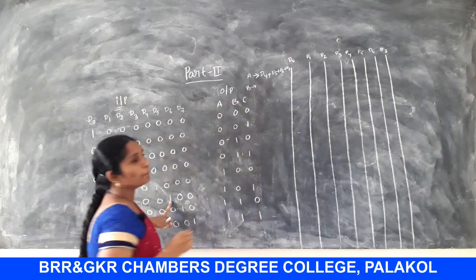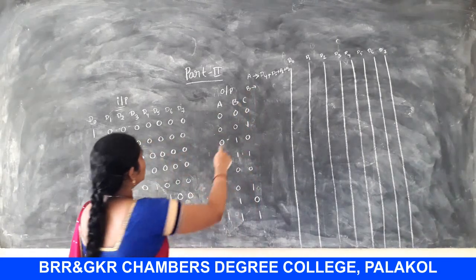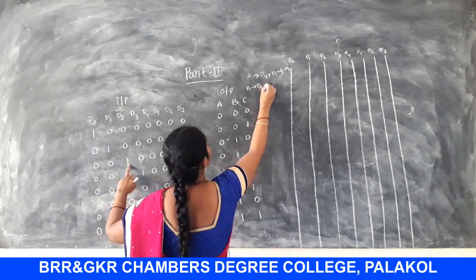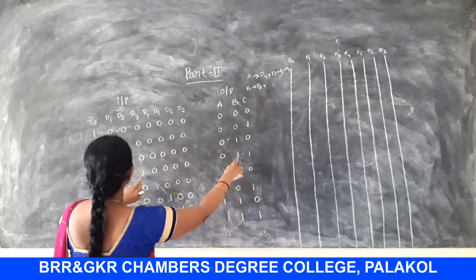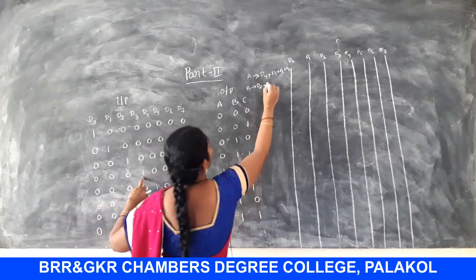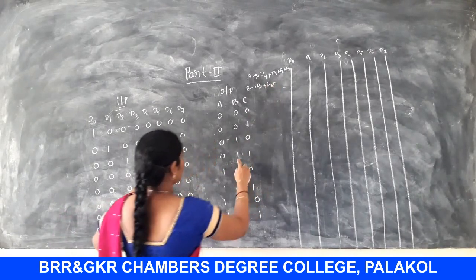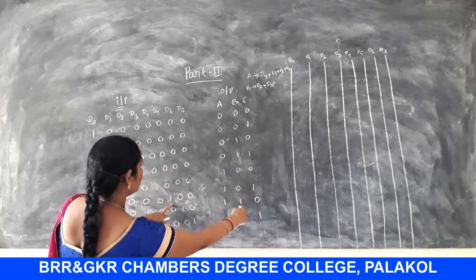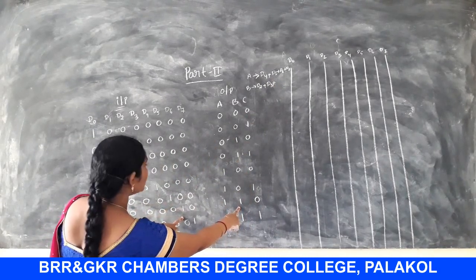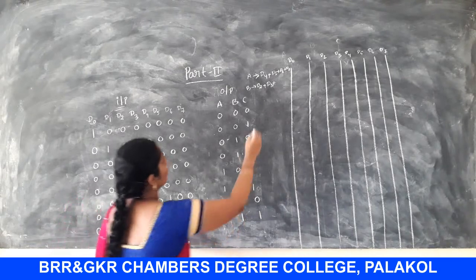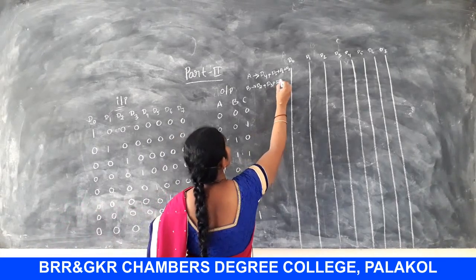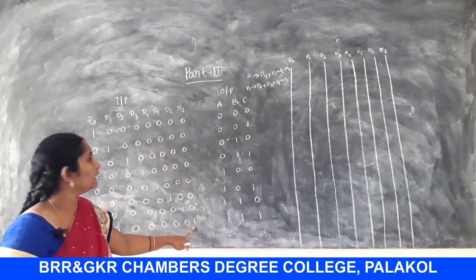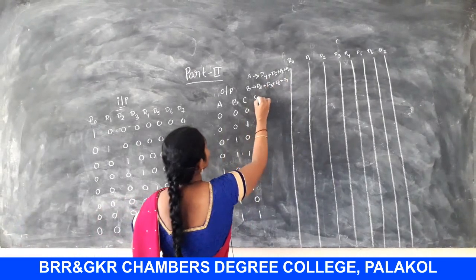Next, coming to the B expression. So we will write the B expression. For this, the number is D2 plus the next one D3 plus the next one D6 and D7. So this is the expression for B.